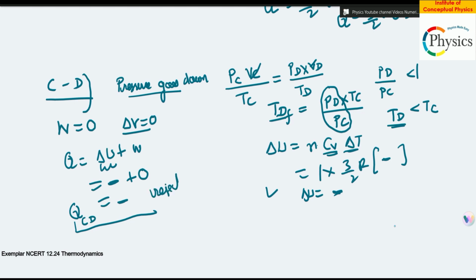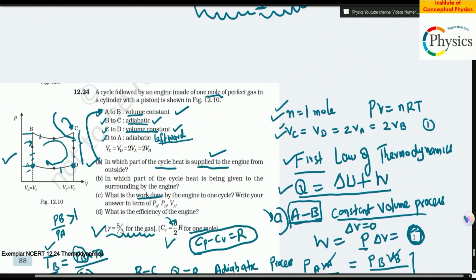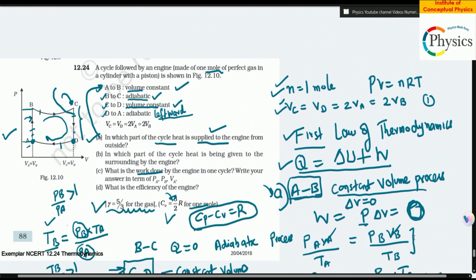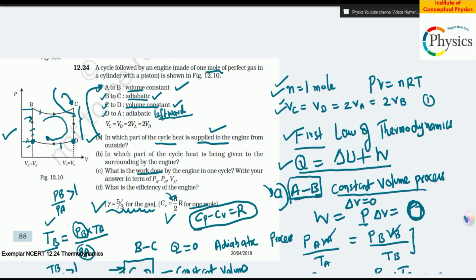rejected the heat. So this is the part of the cycle where this engine, it's not a Carnot engine, it's a hypothetical engine, loses Q from C to D. So we've identified in which part of the cycle the heat is being given to the surroundings. So C to D is the correct matching, right?